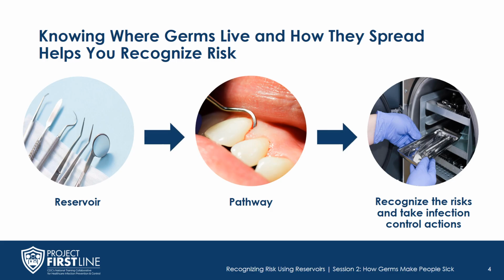To make decisions about infection control, it is important to think about where the germs are, which reservoir or reservoirs you are dealing with, and then how the germs might get somewhere else, which is the pathway. Then you can recognize the risk for germs spread to happen and do something about it, which is the infection control action, the effective infection control action for this situation.